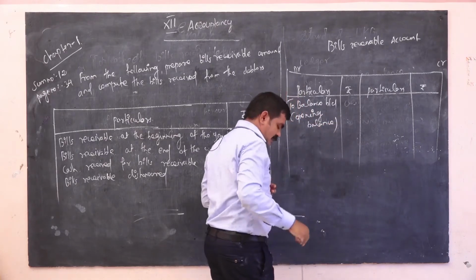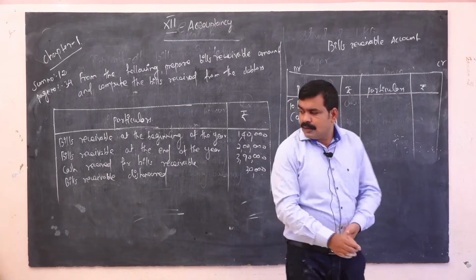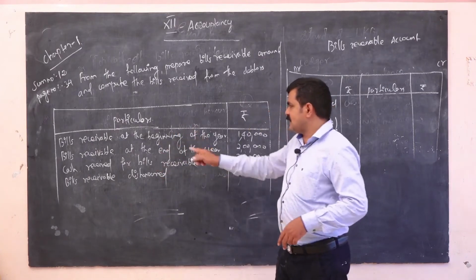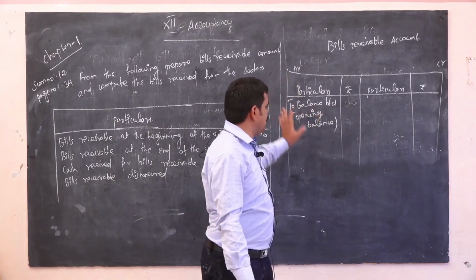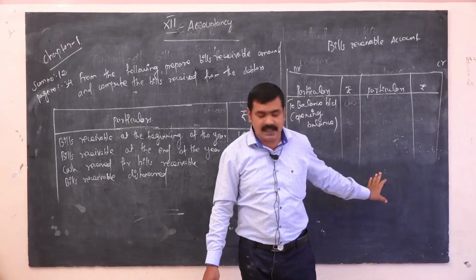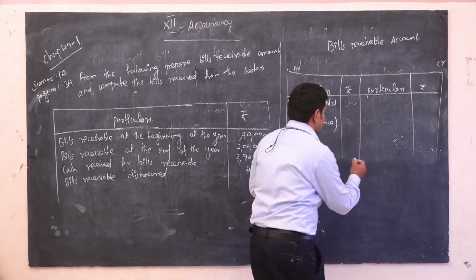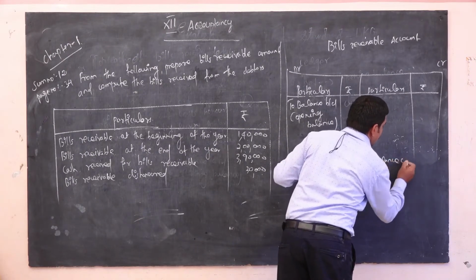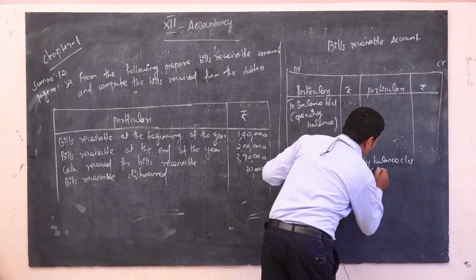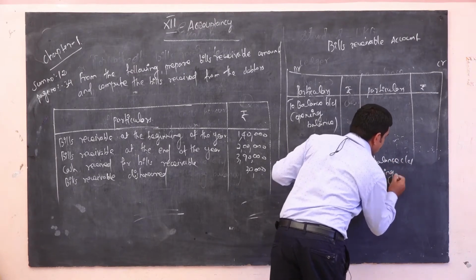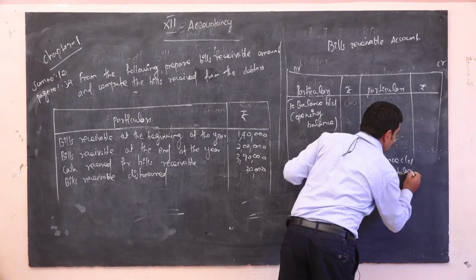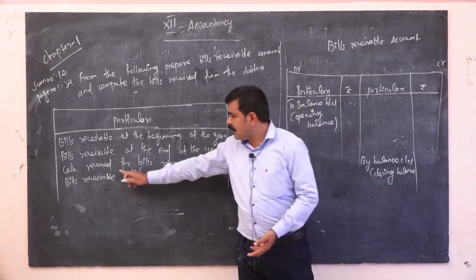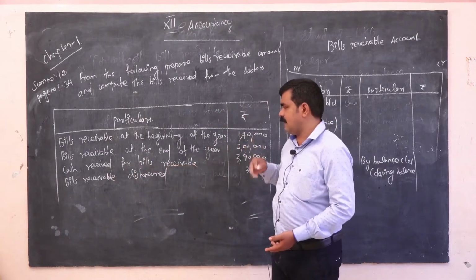Okay. Next, bills receivable at the end of the year. Bills receivable at the beginning of the year comes under the debit side. Bills receivable at the end of the year comes under the credit side. So, by balance carried down, that is called closing balance. Okay, closing balance.